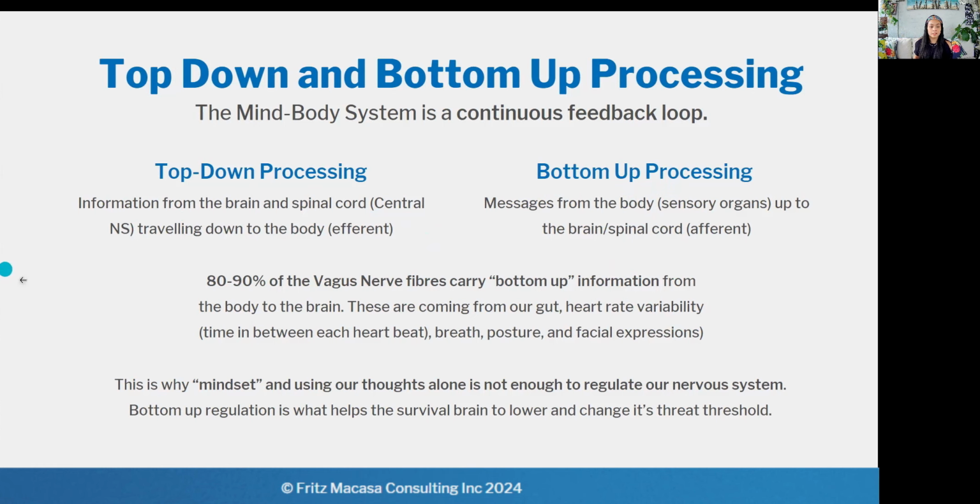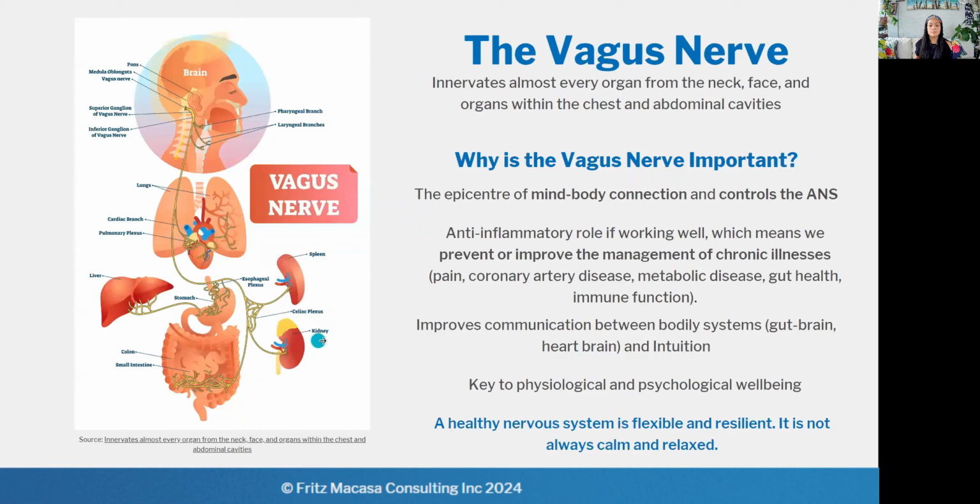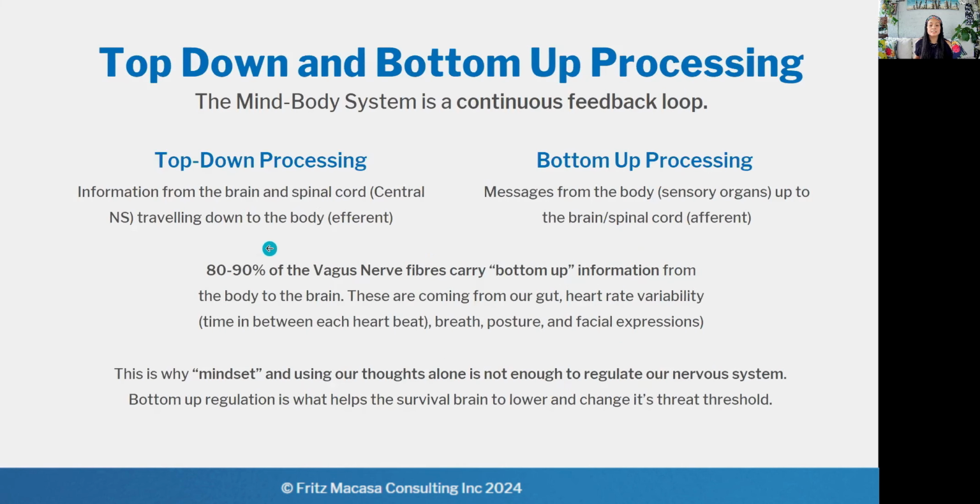And based on this picture here, as you can see, what is actually happening is that there are a lot more, 80 to 90% of the vagus nerve fibers carry bottom-up information. So the vagus nerve that innervates from the top, up to the neck, all the way down to almost every organ in the body, the top-down information is only 10 to 20%, whereas the nerve fibers from the bottom, from our visceral organs and our skeletal system, actually make up 80 to 90% of the actual vagus nerve.